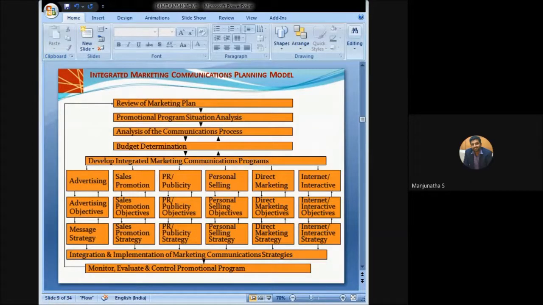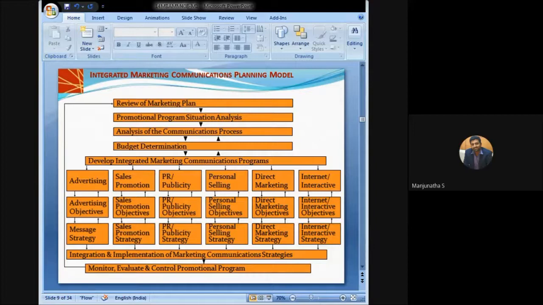So here we will discuss the integrated marketing communication planning model in today's class. The planning model is as follows, as it is coming on your screen. The first step is review of marketing plan. Second is promotional program situation analysis. Third, analysis of the communication process. Fourth, budget determination. And fifth, develop integrated marketing communication programs.